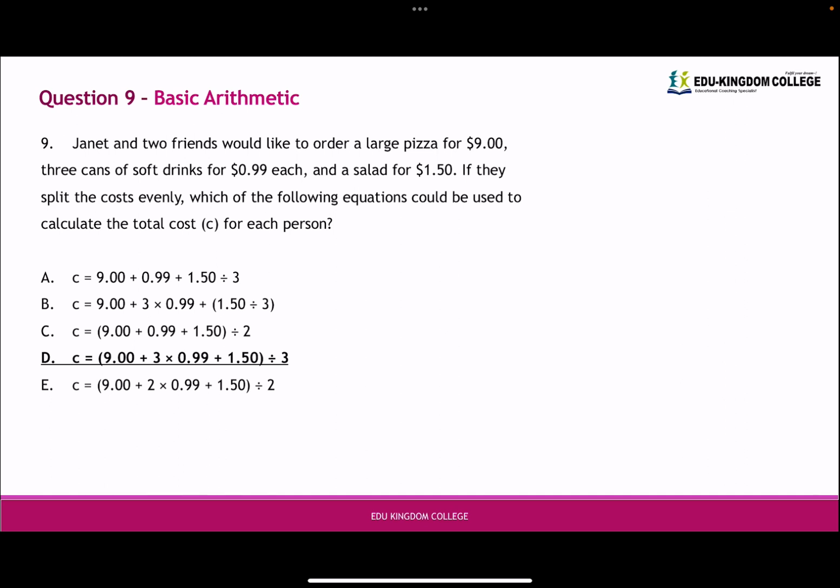Question 9, basic arithmetic. So we have Janet, 2 friends. They order a large pizza, 3 cans of soft drink, and a salad for $1.50. And then they want to find the average. So they want to split it in 3. Which of the following equations could be used to calculate the total cost for each person? So we have the pizza, 3 times the drinks, and then $1.50 for a salad. And then you add them first, and then we divide them by 3 outside the bracket. Okay, so it should give you option D.